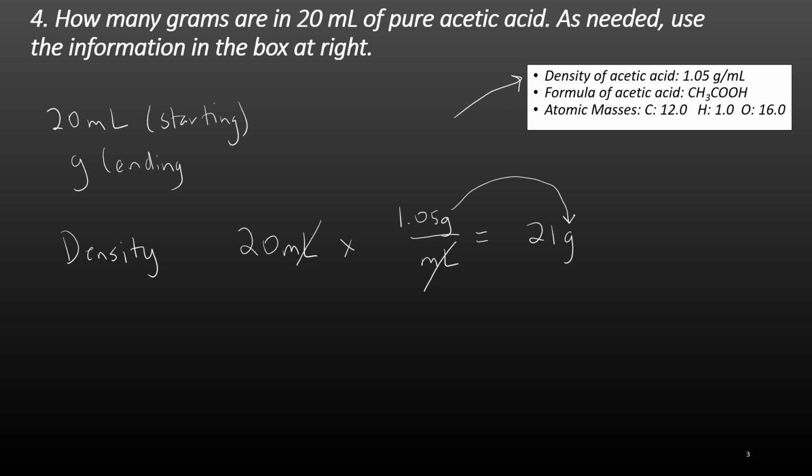Does the answer look reasonable? Well, 1.05 grams per mil. That means there's more grams than mils. So our answer should be higher than 20, and it's 21. So that passes the big picture, do it in my head math test, and it looks like we're good. So 21 grams would be what I would answer here.